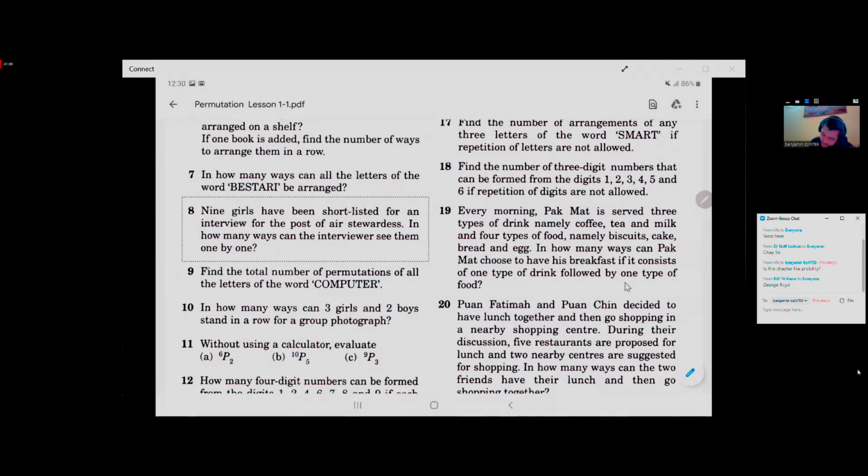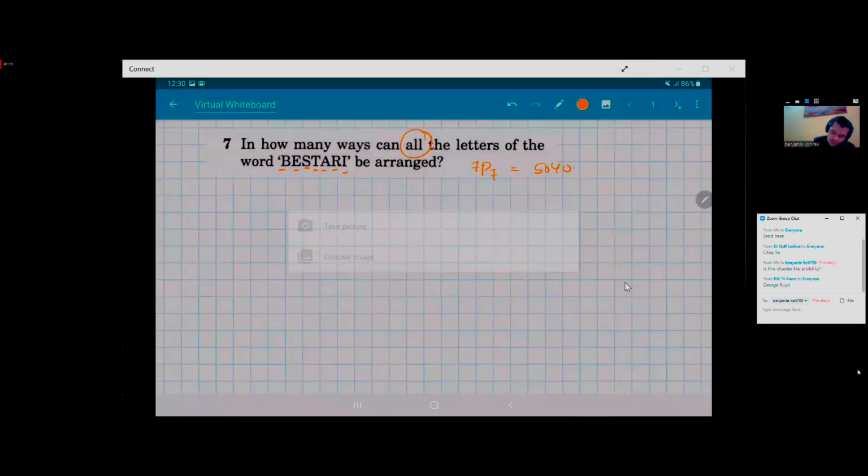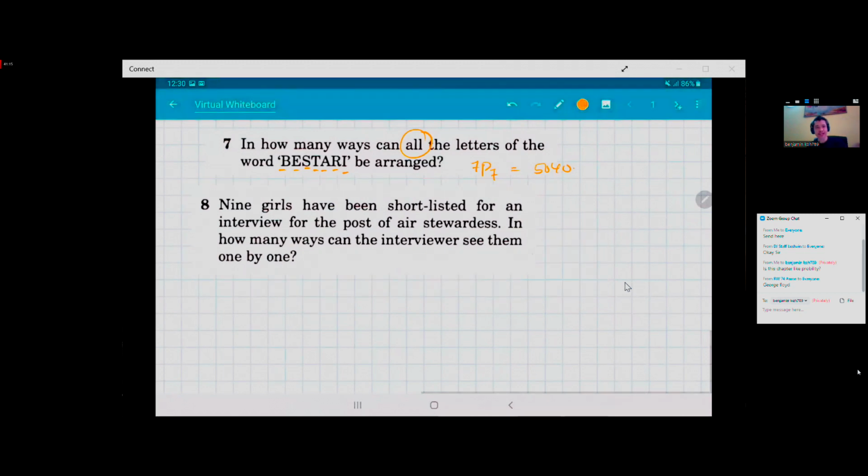Question number 8, I would like you all to try. Can you try and find your answer for question number 8? Can you try and figure out what is the number of arrangements? Again, baca soalan dengan teliti, ya. Question says 9 girls have been shortlisted. Okay, these 9 girls, they are to come for an interview for the post of air stewardess.